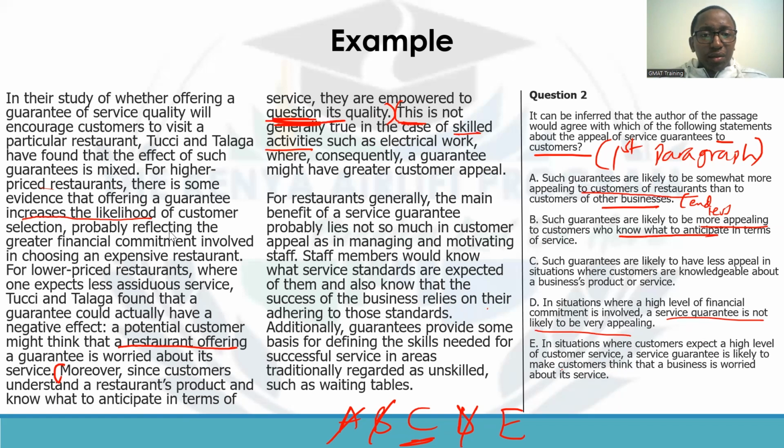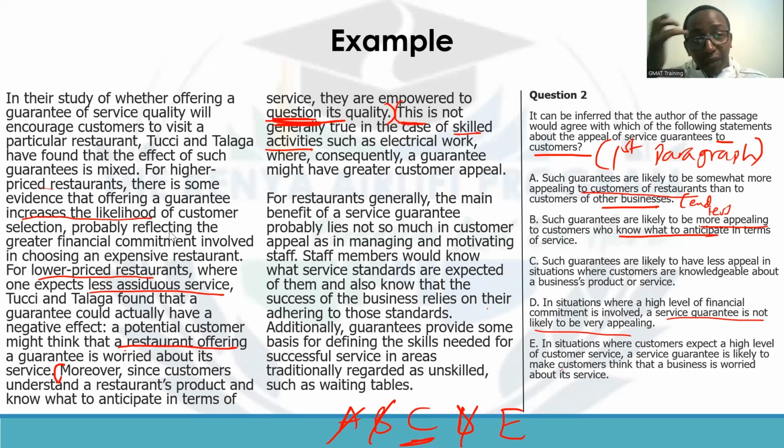Okay, for our answer choice E, in situations where customers expect a high level of customer service, service guarantee is likely to make customers think that a business is worried about its service. So looking at this part, for lower priced restaurants, a potential customer might think that a restaurant offering a guarantee is worried about its service. Here we are talking about lower priced restaurants where customers expect less service, which if it's lower priced, we expect that this means it's kind of a lower quality service.